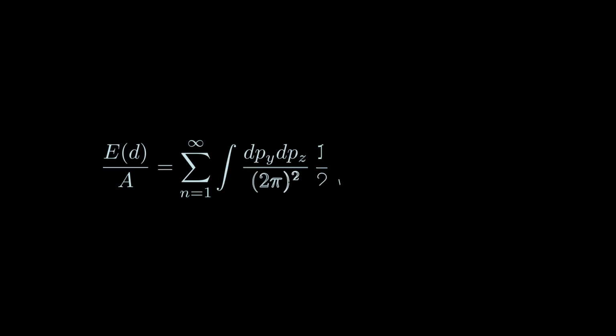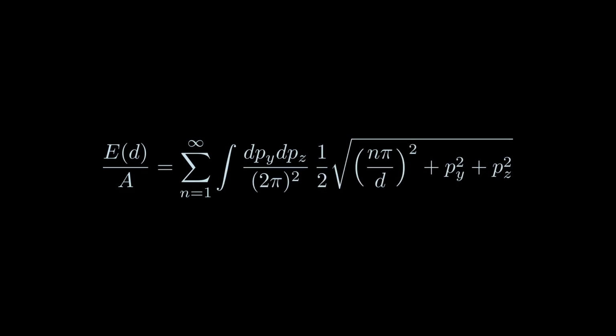Inside the plates, the value of p_x is quantized, and so the possible values of p are the possible modes. The modes in the space outside can be obtained by replacing d with L minus d. Due to this, the quantity of interest becomes the energy per unit area in the zy plane, and it is given by. But wait, we still haven't taken care of the UV divergence, so the integral still tends to infinity.